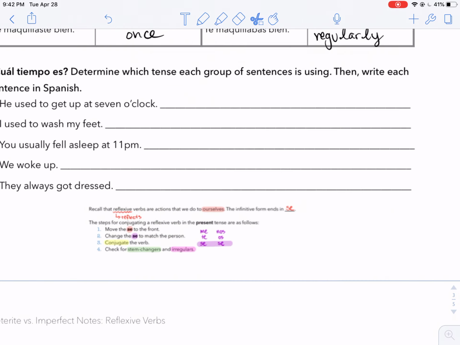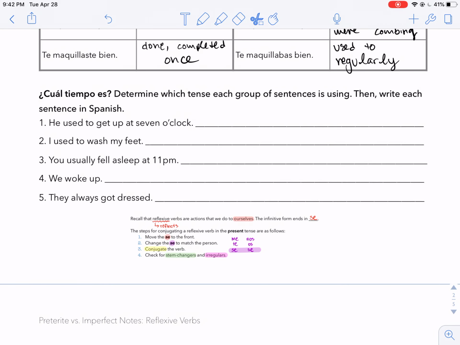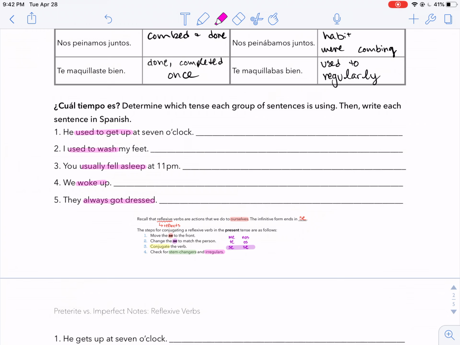Okay. So here, he used to get up at 7. I used to wash my feet. You usually fell asleep. We woke up. They always got dressed. These are all going to imply the imperfect because these are habits. These are things that don't have a clear ending. We will want to use the imperfect here.